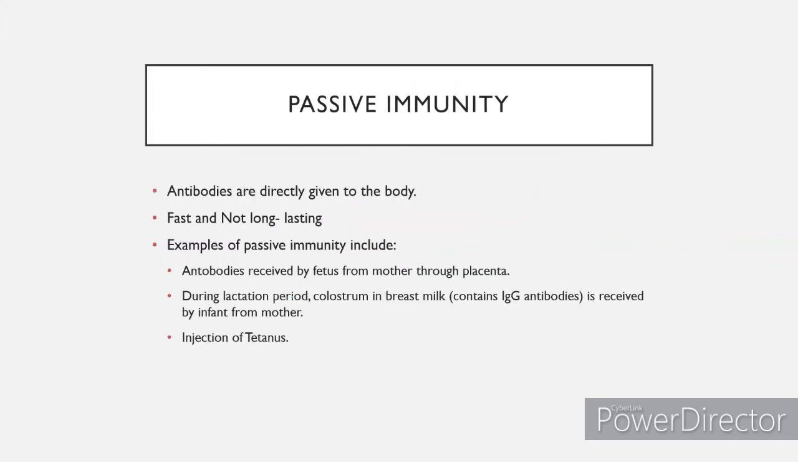Now, passive immunity. So antibodies are directly given to the body. In the previous case, antigens are given to the body, and antibodies are produced by the body. In this case, antibodies are directly given to the body. This is majorly in the case of fetus and mother, and it is fast and not long lasting.